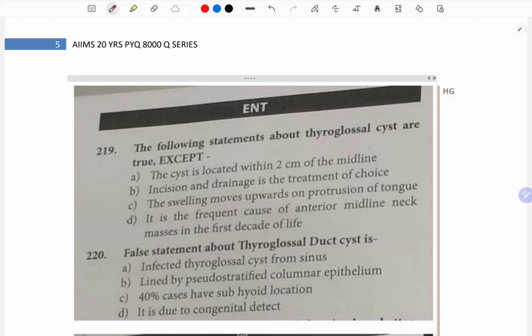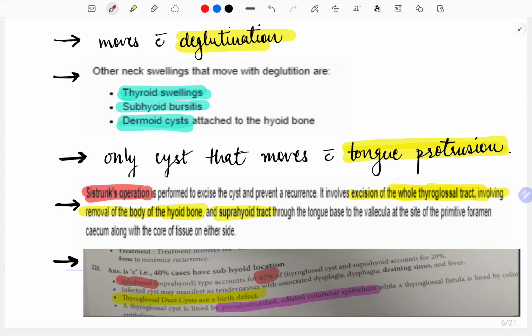Now these are two other questions which have been asked from the ENT section, but since they are on this topic, this is important here. Now before we move to the question, let's look at some of the pointers of the thyroglossal cyst. First of all, it moves with deglutition. Second, it is the only swelling or cyst in the neck which moves with tongue protrusion.